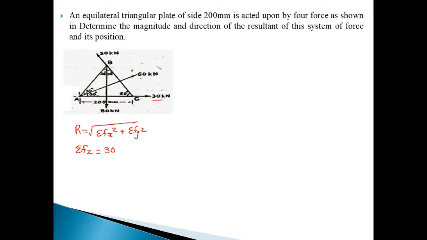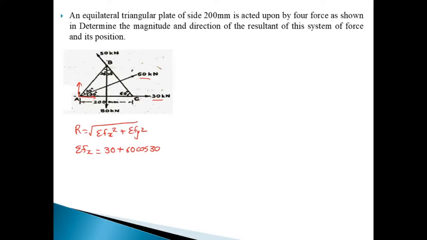Next, this 60 Newton force has two components, a horizontal and a vertical. So the horizontal component is a cos component, because the angle of this 60 Newton with the vertical is 30 degree. Yes, that's why the x component is a cos component and it acts towards the positive direction, so 60 cos of 30.